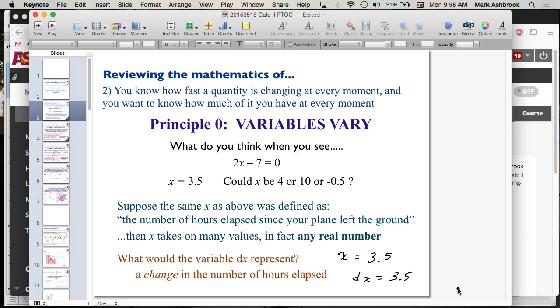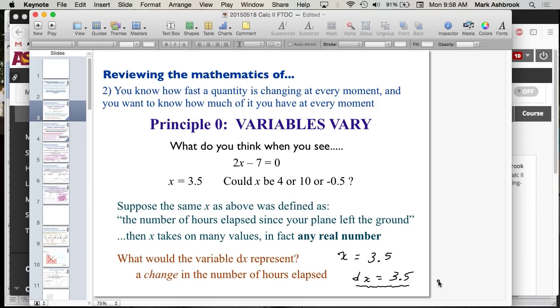So x equals 3.5. X means the amount of time elapsed since the plane took off. So that is a moment in time, 3.5 hours since the plane took off. But what about dx equals 3.5? Is that the speed?